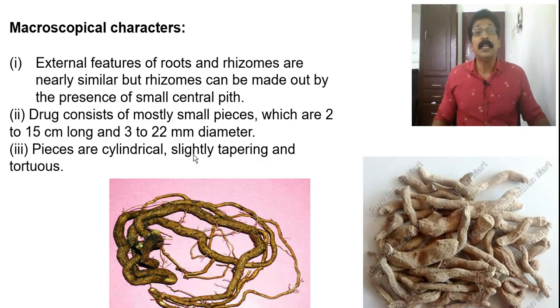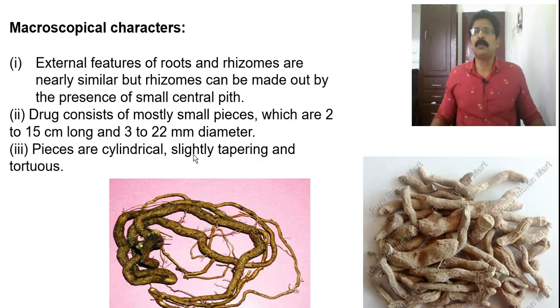You see that the external features of the root and the rhizomes are nearly similar, but rhizomes can be made out by the presence of a small central pith. So rhizomes will have a pith. Usually, it's also similar to the stem part. In rhizomes, you can see even the pith, that is, the young xylem, can be present in the pith.